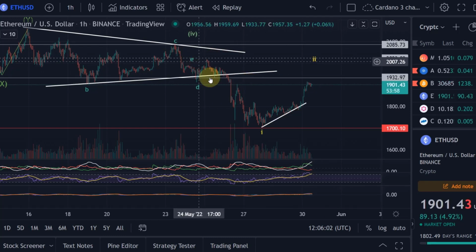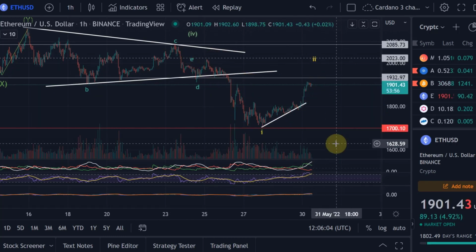So at the moment, no change in expectations, but I'm observing this very closely. And of course, if anything changes here in the chart, I will keep you updated.